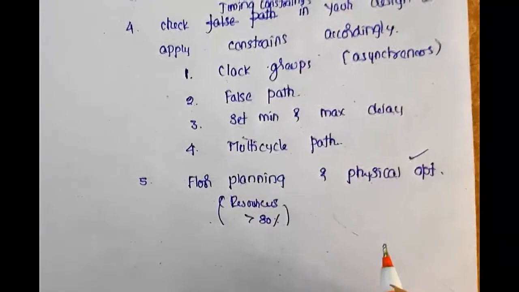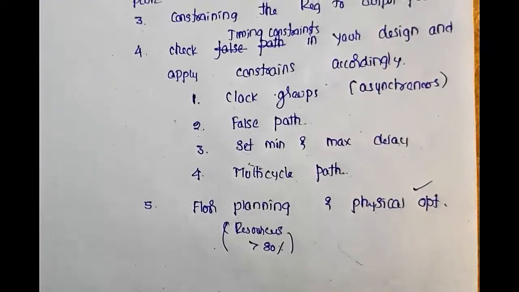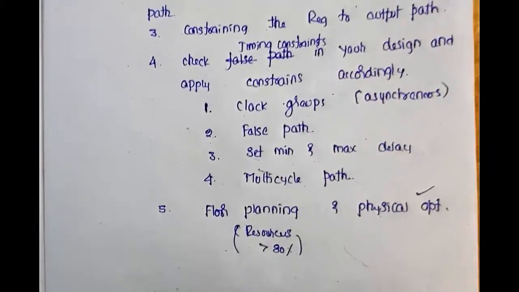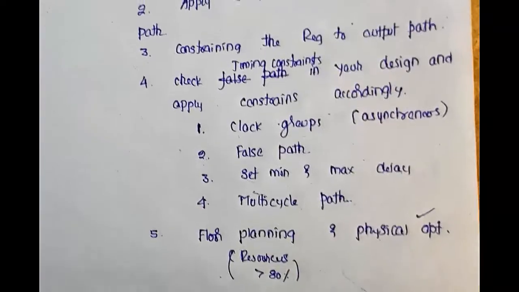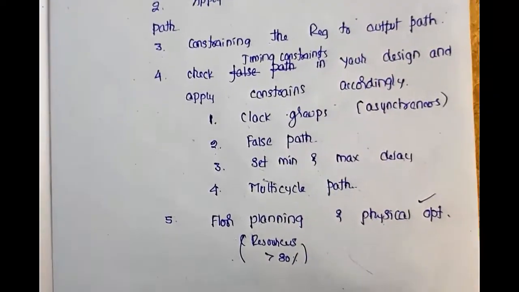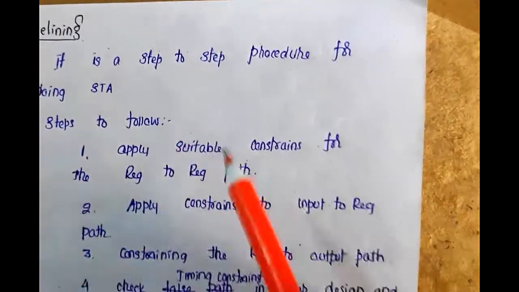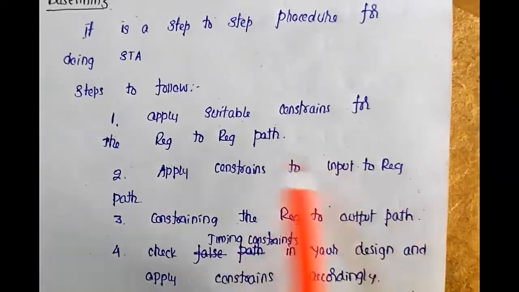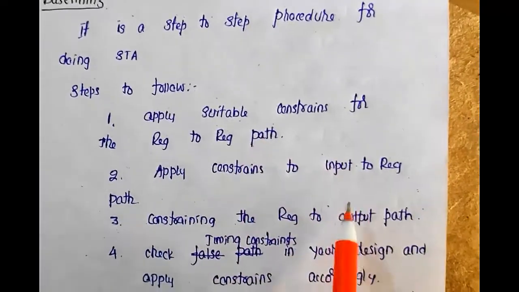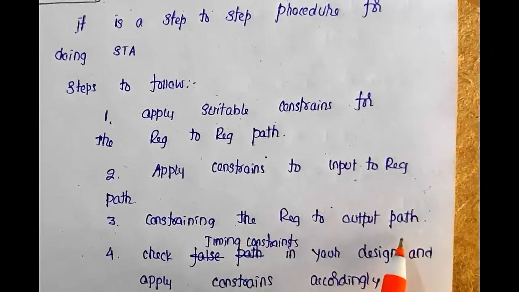Create a Pblock of the design and place it in another place so that the routing will take less time, so net delay will be decreased and you will get the proper slack so that there will be no violation. Now I will explain from the starting. It is a step-by-step procedure, steps to follow. First is edge to output path, edge to edge path, then input to edge path, then edge to output path.